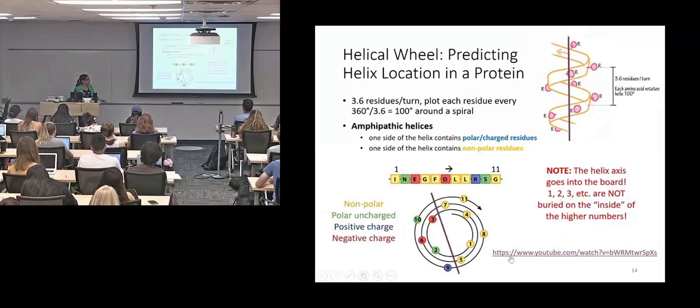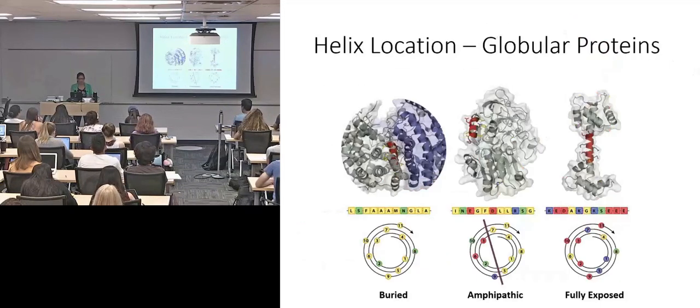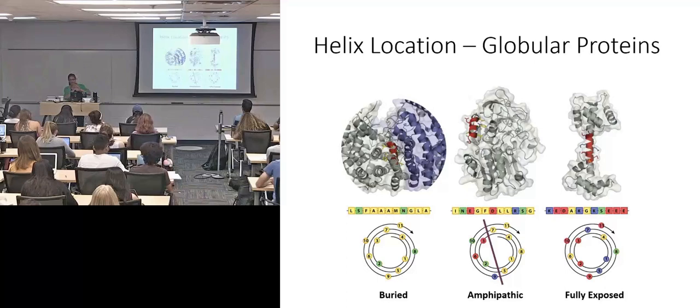And this is another link that I also like that covers some of the relevant stuff here on amphipathic helices. So again, the value of a helical wheel is to help us predict location. When we have an amphipathic helix, which is the most common type, and we think of a globular protein, so this is a soluble, completely folded up on itself protein.